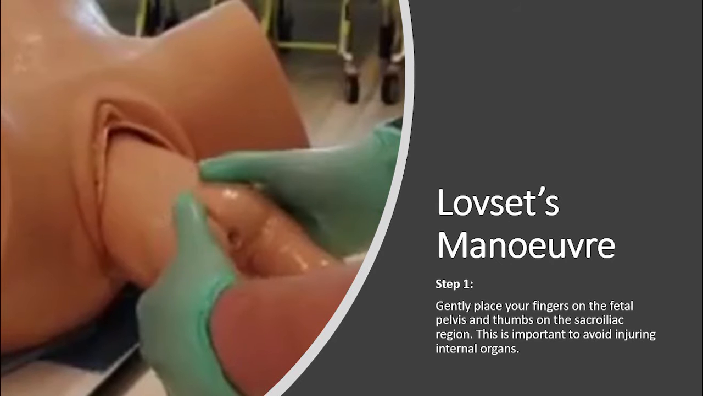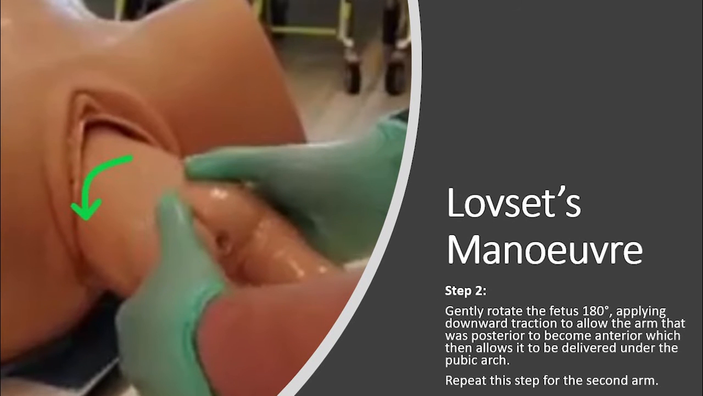If the arms do not spontaneously deliver, the Løvset manoeuvre may be required. Step 1 of the Løvset manoeuvre is to gently place your fingers on the fetal pelvis and thumbs on the sacroiliac region. This is important to avoid injuring internal organs. Step 2 is to gently rotate the fetus 180 degrees, applying downward traction to allow the arm that was posterior to become anterior, which then allows it to be delivered under the pubic arch. Repeat this step for the second arm.